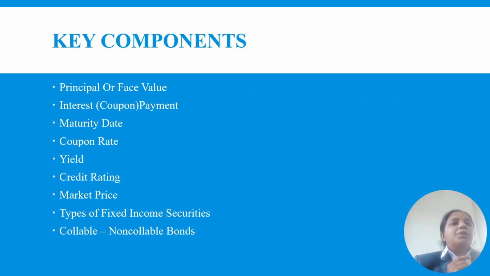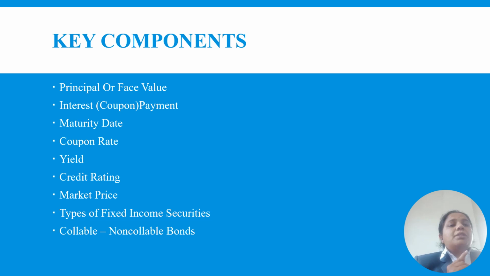Here are some key components of the fixed income security. First, principal or face value. This is the amount borrowed by the issuer, and it is returned to the bondholder when the bond matures. Next is the interest payment. The issuer pays periodic interest known as a coupon to the bondholder. The coupon rate is expressed as a percentage of the bond's face value. Interest payments are typically made semi-annually.